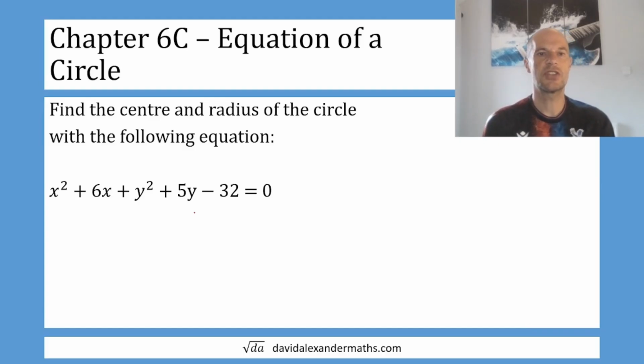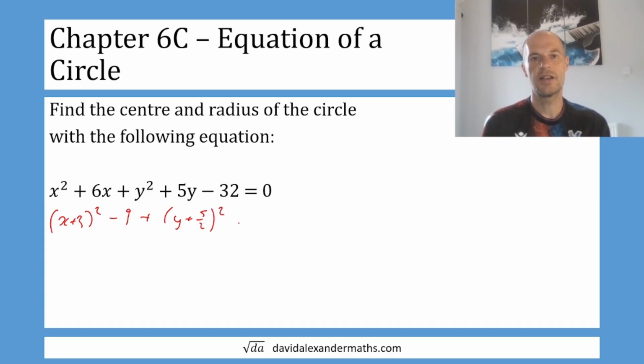Find the centre and radius of the circle with the following equation. So this one's a bit different because we've got an x squared plus 6x. So what we're going to do here is complete the square on the x squared plus 6x and also on the y squared plus 5y. Let's complete the square on the x bit first. That's going to be (x + 3)², take away 9. Now I'm going to complete the square on the y squared plus 5y, so that's going to be (y + 5/2)² minus 25/4, minus 32 equals 0.